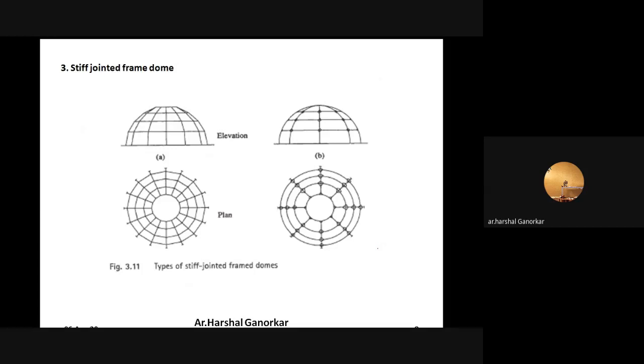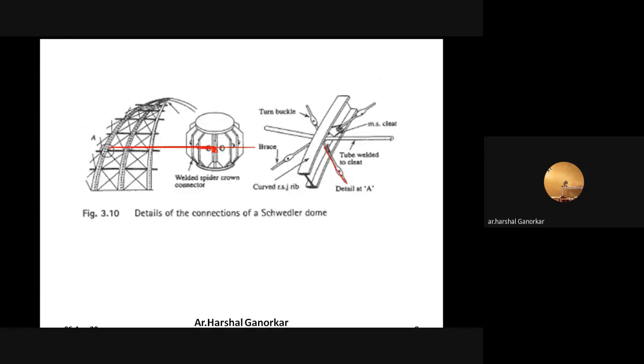Now stiff jointed frame dome. This is also called as stiff Schwedler dome, because the basic geometry is like Schwedler dome only. Instead of bracing, what we are doing, we are welding these joints, and it becomes stiff because of welding, and hence it is called as stiff jointed dome. Stiff jointed dome is also called as rigid Schwedler dome, or stiff jointed Schwedler dome. So these are the stiff joints. So this is about stiff jointed dome.